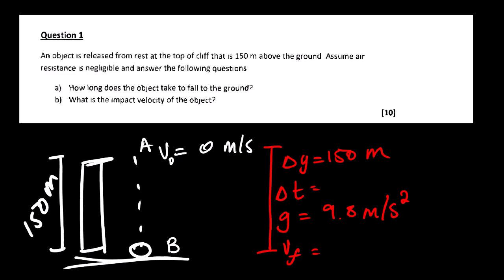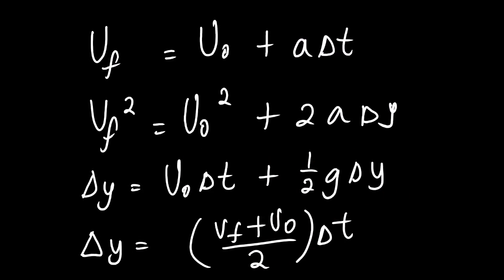Now the first question says, how long does the object take to fall to the ground? In order for us to actually answer the question, we need to be familiar with the equations of motion. We have 4 equations of motion. There is a lesson video whereby we discuss the equations of motion in detail. Now, looking at these equations of motion, we need to choose the suitable equation for this question.